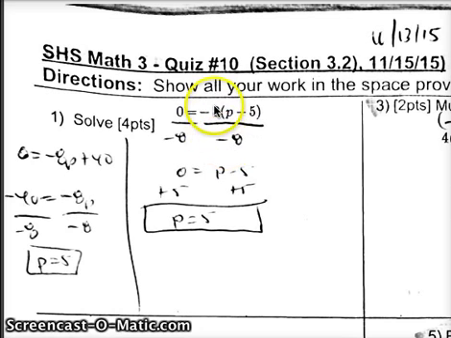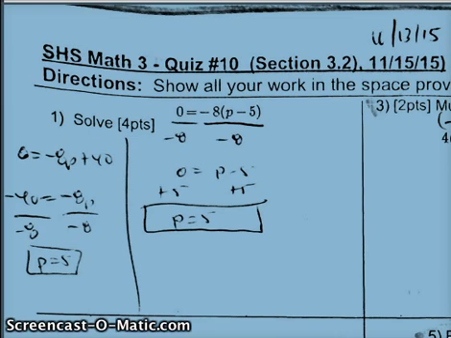If you did one part of it correctly, like if you were distributing and you just got negative 8p, I gave you 2 points out of 4. If you knew how to distribute or you got pretty far but couldn't get p equals 5, I gave you 3 out of 4.